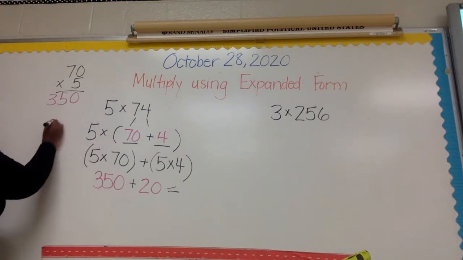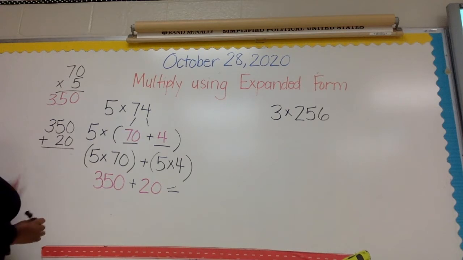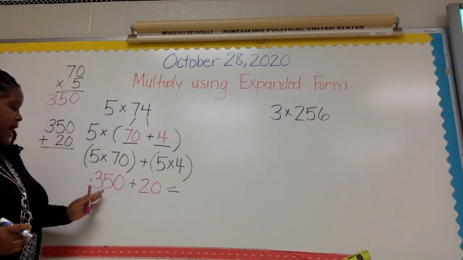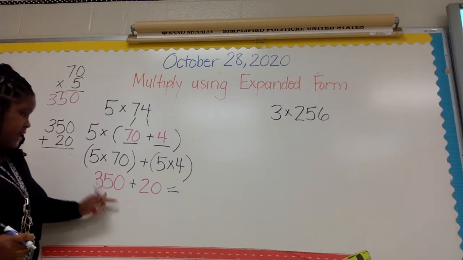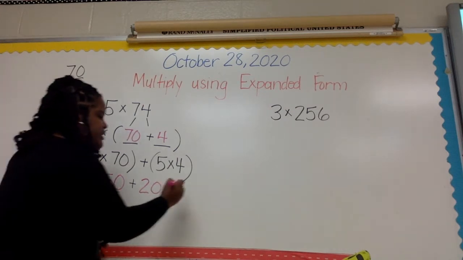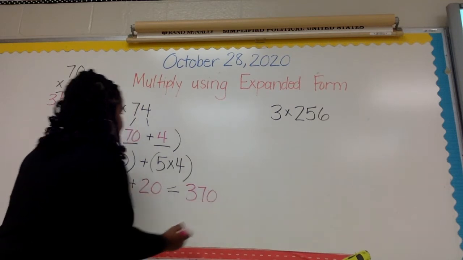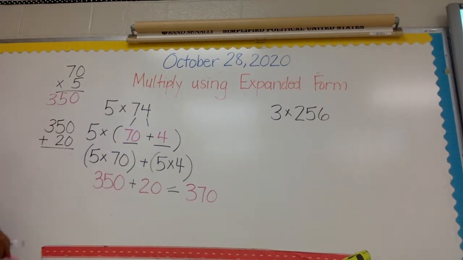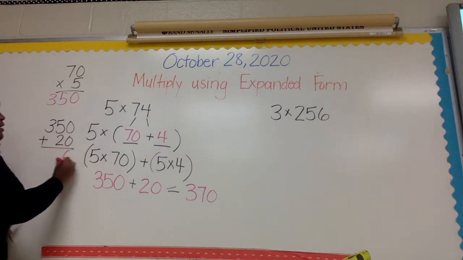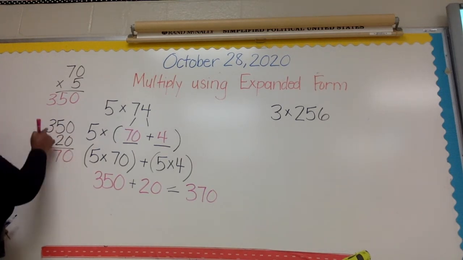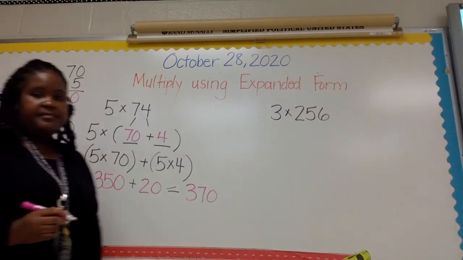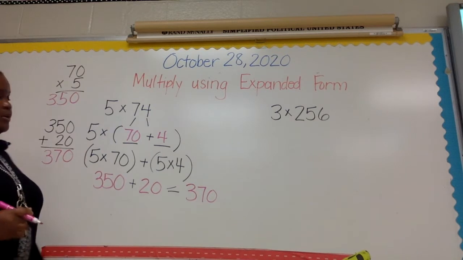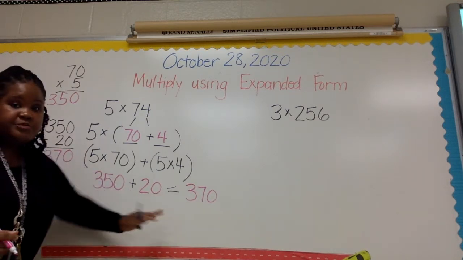Write it over here. 350 plus 20. Okay, you can add the traditional way. I know that 20 plus 50 is 70. Okay, so my answer here is going to be 370. If I did it here, 0 plus 0 is 0, 5 plus 2 is 7, 3 plus 0 is 3. Same thing.